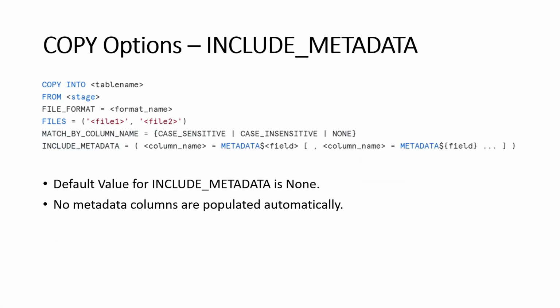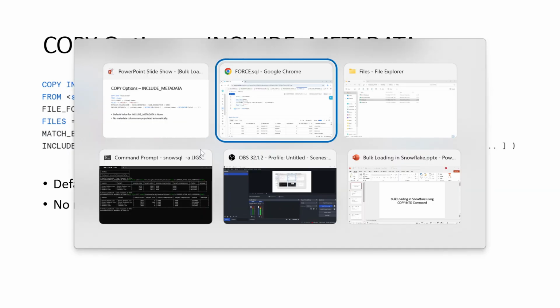Now next is the include metadata option. While loading the data from files into a table, if we want to include or load file metadata, then we can use this option. By default, it is set to none, so no metadata columns are populated automatically. Let's see this in action.